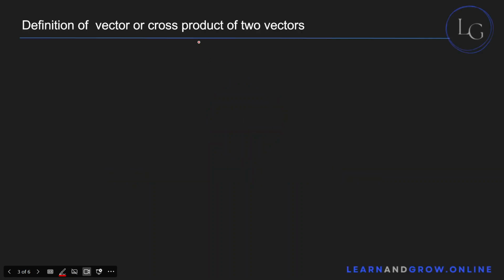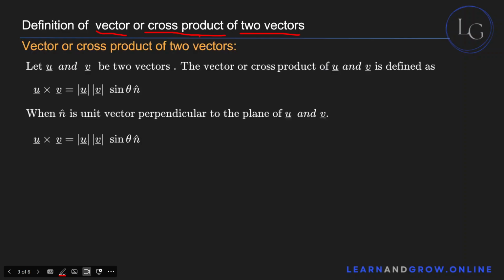Now let's discuss the definition of the cross product of two vectors, and we'll also discuss their properties and what parallel vectors are in this definition. So now let u and v be two vectors, and the cross product of the two vectors is basically the magnitude of u multiplied with the magnitude of v into sine theta into n.